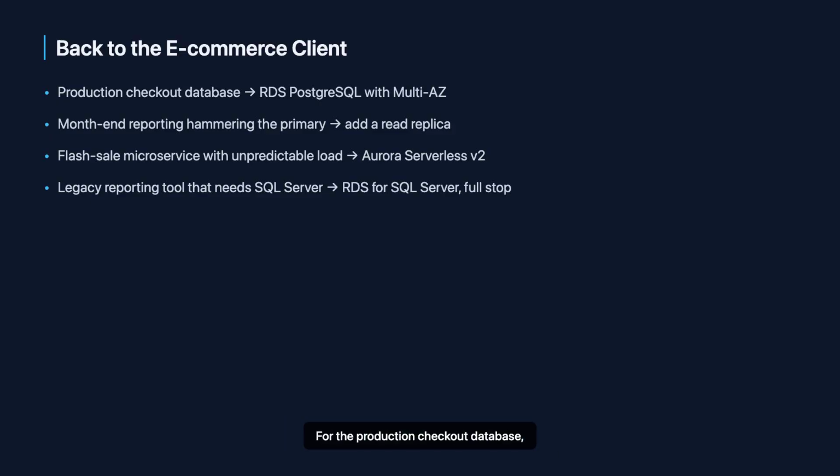So back to Code Gorilla's 30-minute decision. For the production checkout database, RDS PostgreSQL with multi-AZ, synchronous standby, automatic failover, no double-charged customers during an AZ outage. For the month-end reporting workload that hammers the primary, add a read replica and point the analytics queries there. For a flash sale microservice with unpredictable load, Aurora Serverless v2, capacity follows the spike, billing follows the seconds. And for the legacy reporting tool that needs SQL Server, that's RDS for SQL Server, full stop. 4 different workloads, 4 different right answers, and the architect's done before the coffee gets cold.